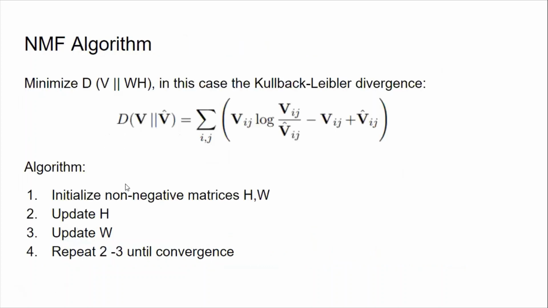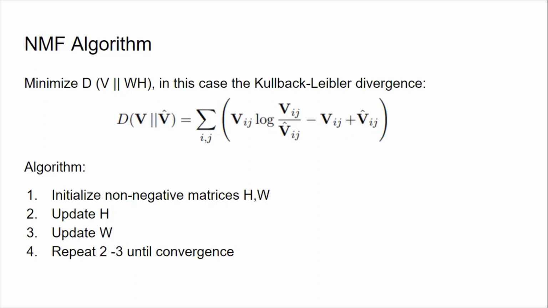All right, so the non-negative matrix factorization algorithm seeks to reconstruct the V matrix as a product of W and H. And to evaluate how accurate it is, you use the Kullback-Leibler divergence. It's just a formula right here. It's basically a statistical measure of the difference between two distributions.